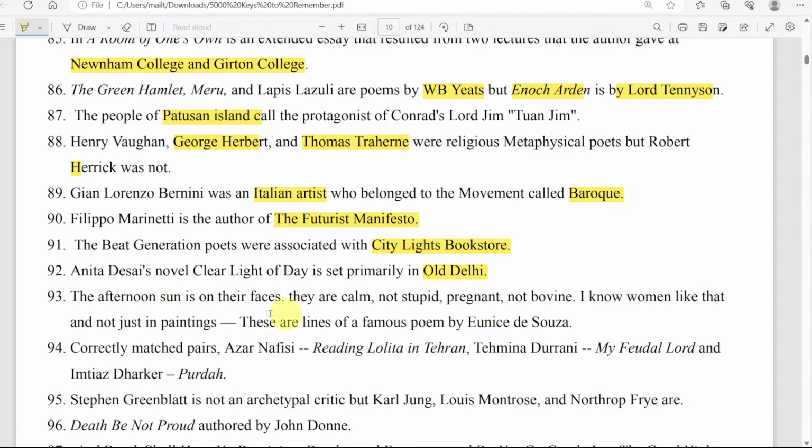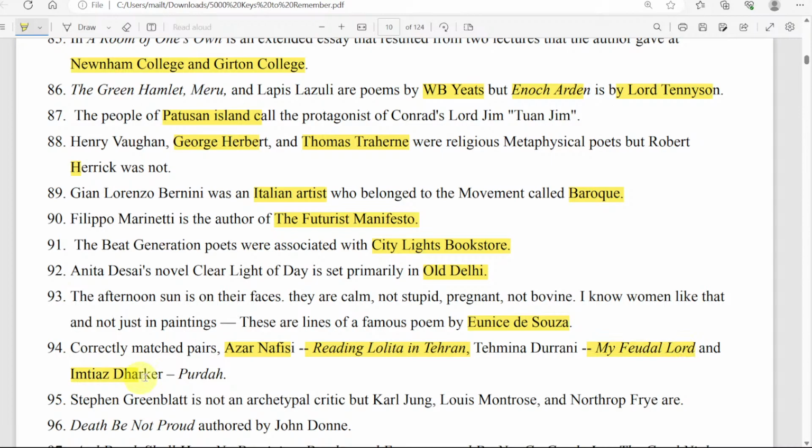The afternoon sun is on their faces. They are calm, not stupid, pregnant, not bovine. I know women like that, and not just in paintings. These lines are from a famous poem by Eunice de Souza. And the correctly matched pair is Azar Nafisi, Reading Lolita in Tehran. This question has appeared also in another paper, so quite important. And Tehmina Durrani, My Feudal Lord, and Imtiaz Dharker is from Purdah.